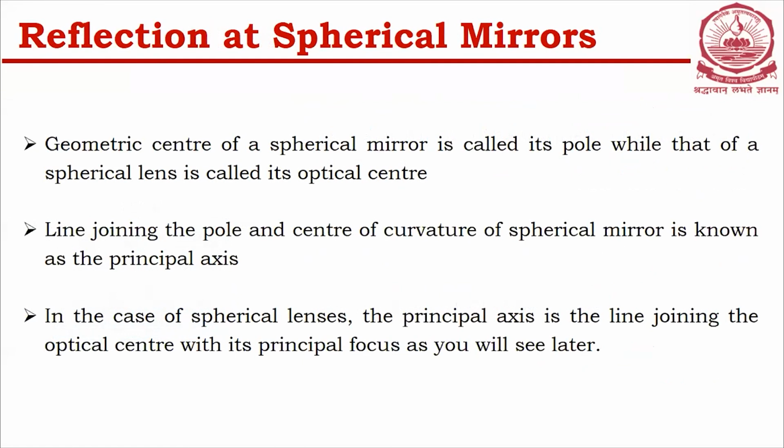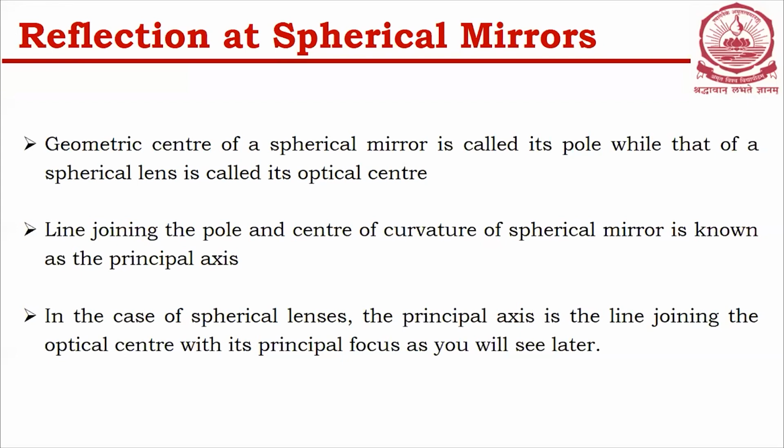Normally in a spherical mirror, the geometrical center of a mirror is called its pole, while that of a spherical lens is called its optical center. So in the case of a lens, it is called the optical center, and in the case of a spherical mirror, it is called the pole. The line joining the pole and the center of curvature of a spherical mirror is known as the principal axis. I think you know what the center of curvature is.